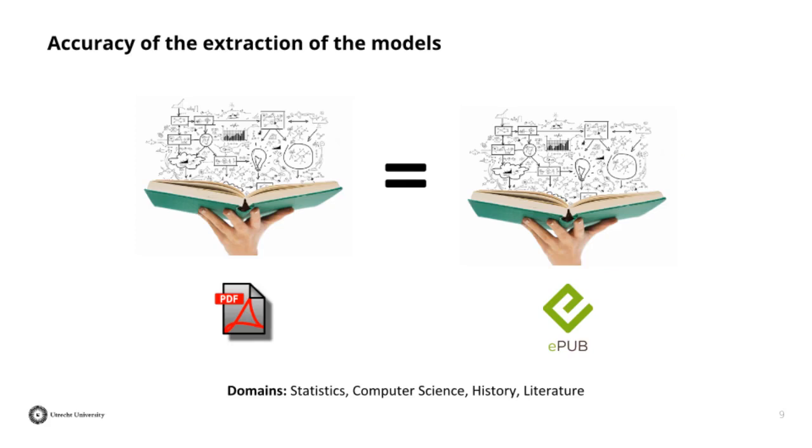To test the accuracy of the extraction of the models, we extracted the models using our rule-based approach and using the EPUB version of the same textbooks. In the EPUB textbooks the information is already structured and marked, so it is easy to extract and it is accurate. We hypothesize that if the information obtained from the 2 versions of a textbook matches, that means the approach processes PDF correctly. We used textbooks from 4 different domains: statistics, computer science, history, and literature.